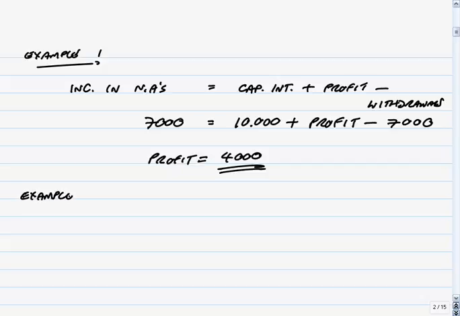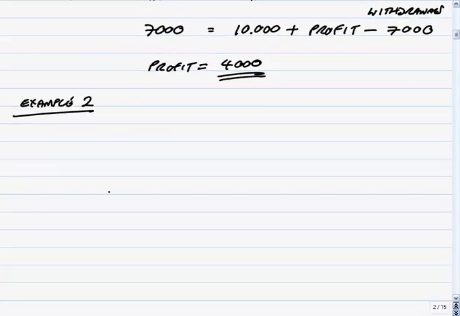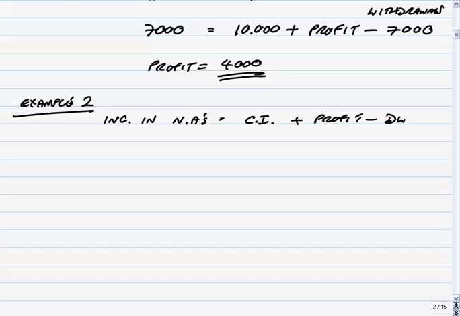Example 2. This time, we're told the net assets at the beginning and end of the year. There's no extra capital. We're told the profit. This time, we need to work out the drawings. Well, increase in net assets, capital introduced, plus profit, less drawings. Fill in what you know. The net assets went up from 118 to 150, so the increase is 32,000.